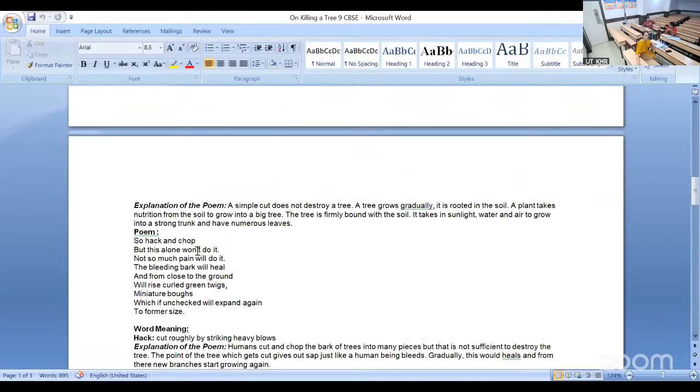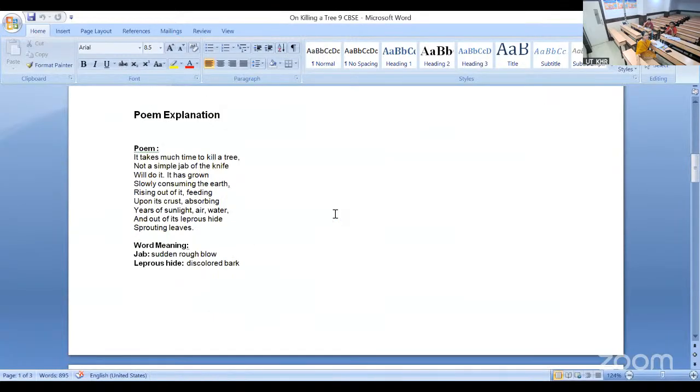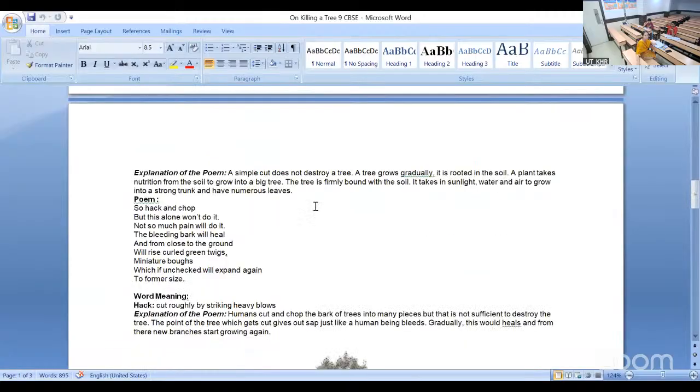So hack and chop, but this alone won't do it. Hacking and chopping won't kill the tree. Not so much pain will do it. The bleeding bark, pain will be there. The bark will be bleeding just like humans, but it will heal.